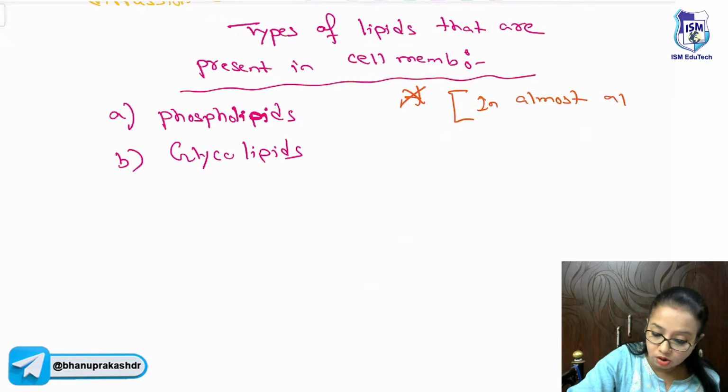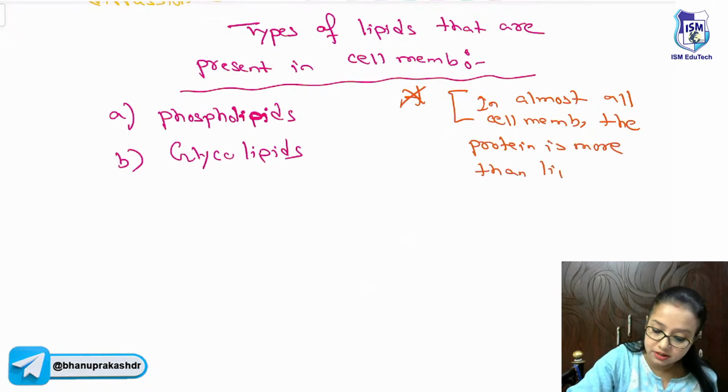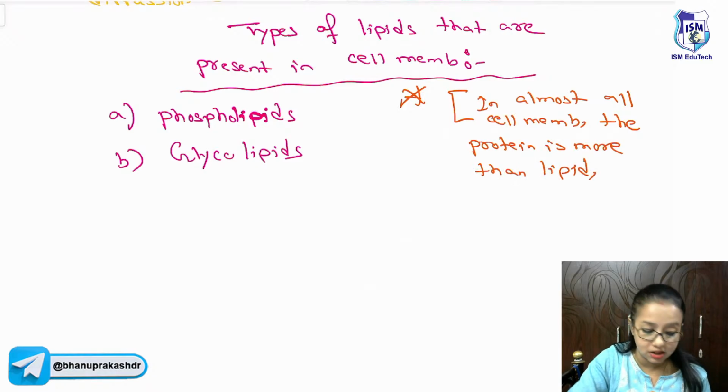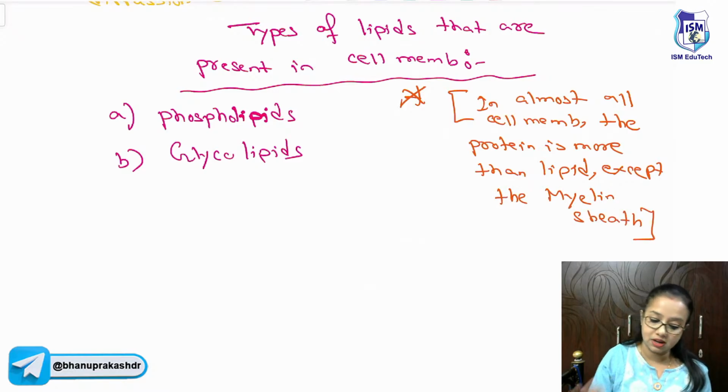Now, one more point in context to lipid and protein, please do remember that in almost all cell membranes, protein is more than lipid. But there is only one exception, the myelin sheath. Now, there are two types of lipid: one is phospholipid, another one is glycolipid.